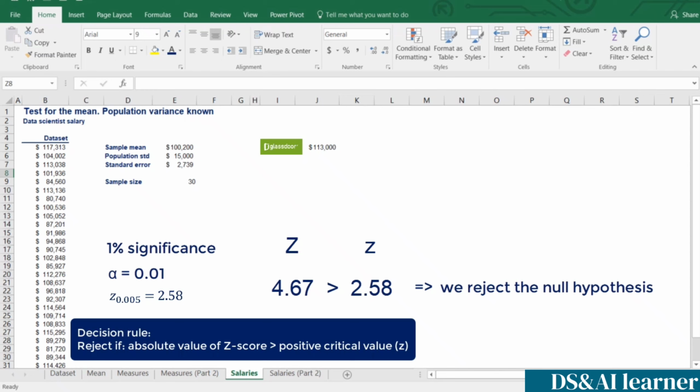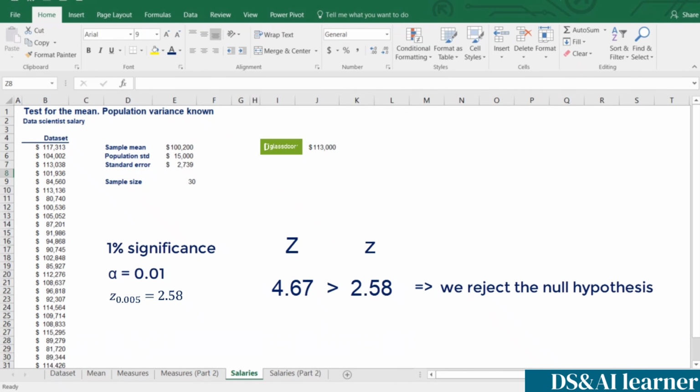But how much further can we go before we cannot reject the null hypothesis anymore? 0.5%? 0.1%? There is a special technique that allows us to see what the significance level is, after which we will be unable to reject the null hypothesis. We will see it in our next video.